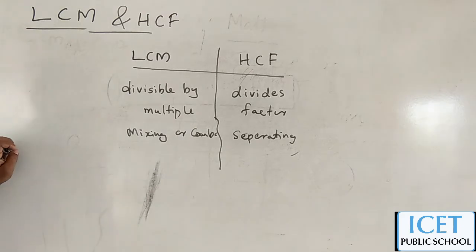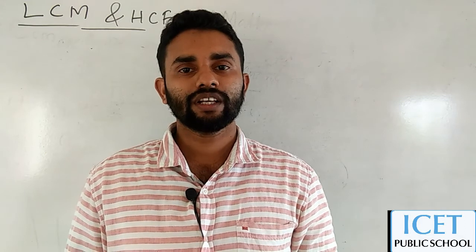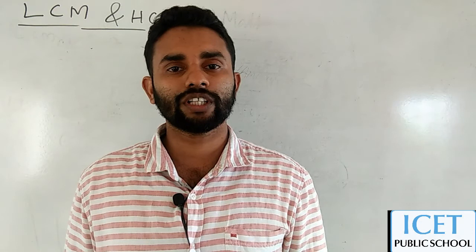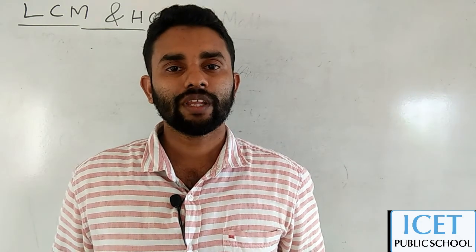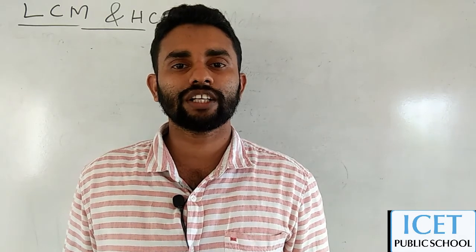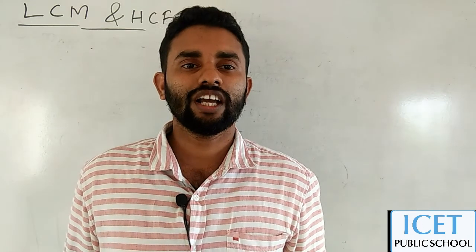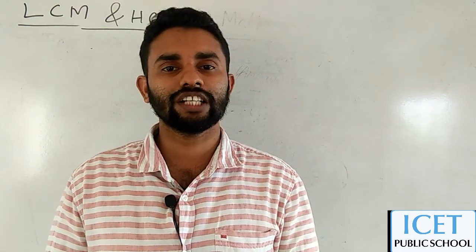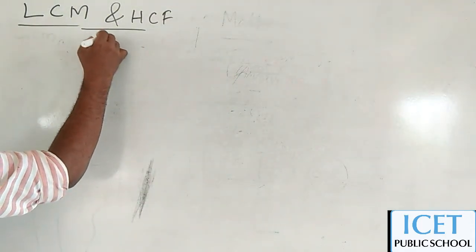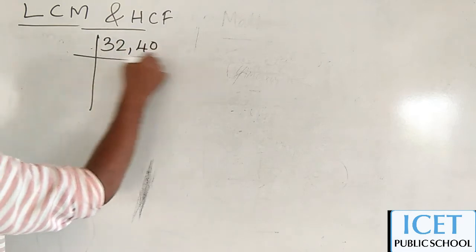Okay. Let me give a question. Problem. Write the question. Find the greatest 4-digit number that is divisible by both 32 and 40. My dear student, what is to be found here? LCM or HCF? Definitely it is LCM because divisible by. So we have to find out the LCM of 32 and 40 by the common division method.